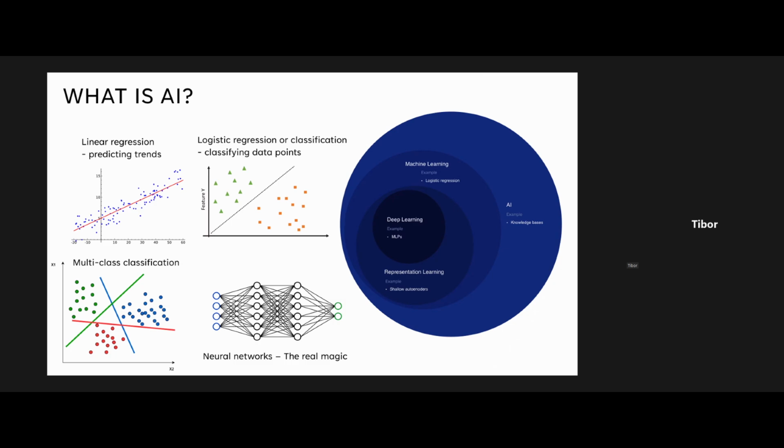And then we have the magical neural networks that you might have heard about that are a lot more difficult, but can handle a much bigger variety of problems. And I will show you and tell you why.